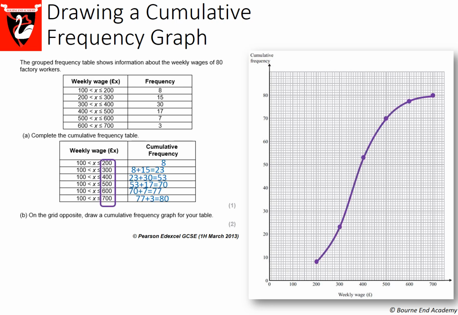The answer should look like that. The cumulative frequency table where you keep on adding up, and what's very important is to place your cumulative frequency against the value of the end of the interval.